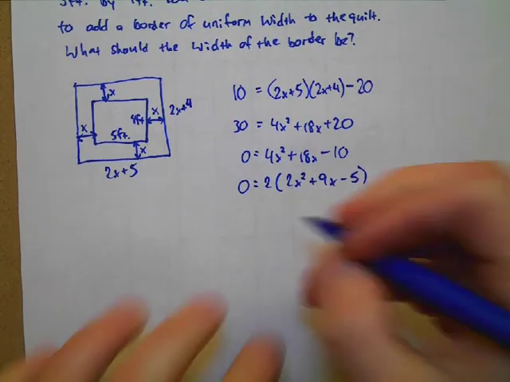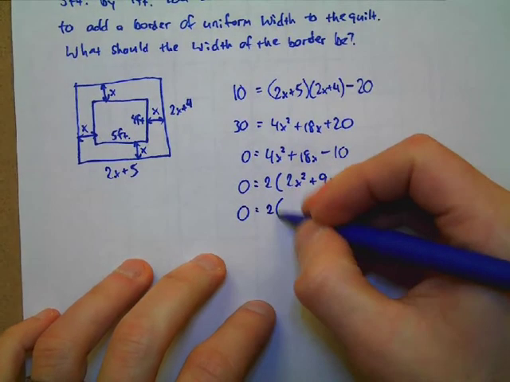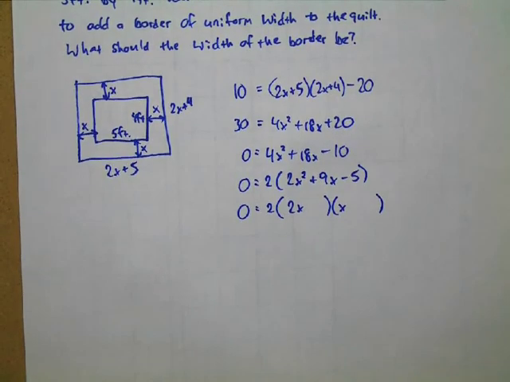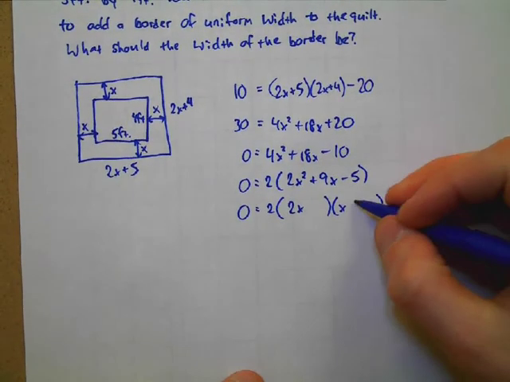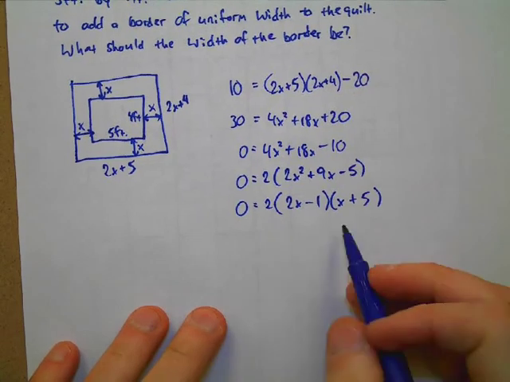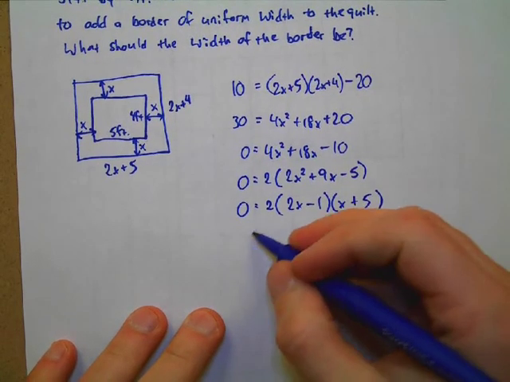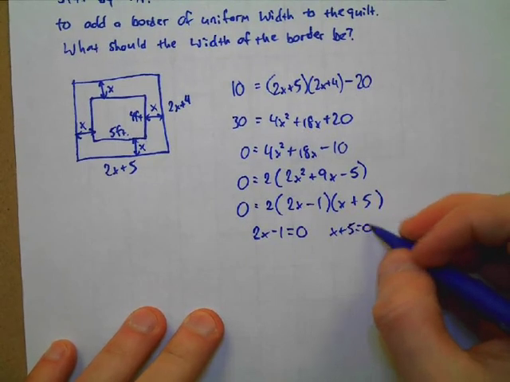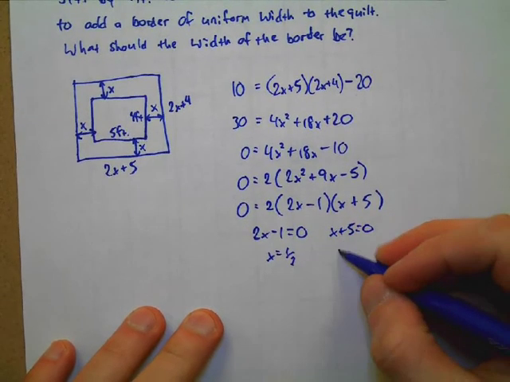I'm going to do guess and check just for the purposes of time. Okay. So I need that. And now we'll set our factors equal to 0. 2 will never equal 0, so I don't have to worry about that one. But I can do 2x minus 1 equals 0, and x plus 5 equals 0. So I get x is 1 half, or x is negative 5.